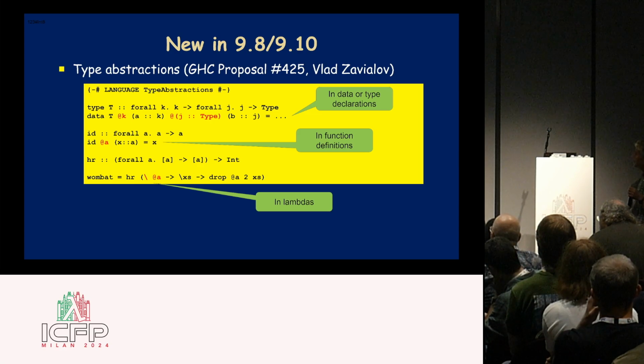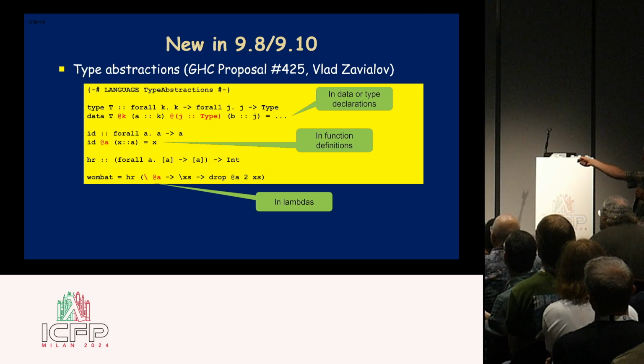And the last thing is you can do the very same, as well as in lambdas, in definitions. This is forall dot, and you use ID at, and in type declarations as well. And sometimes you want to say forall k, and in the type declarations, data T of kind k. Does that make sense?